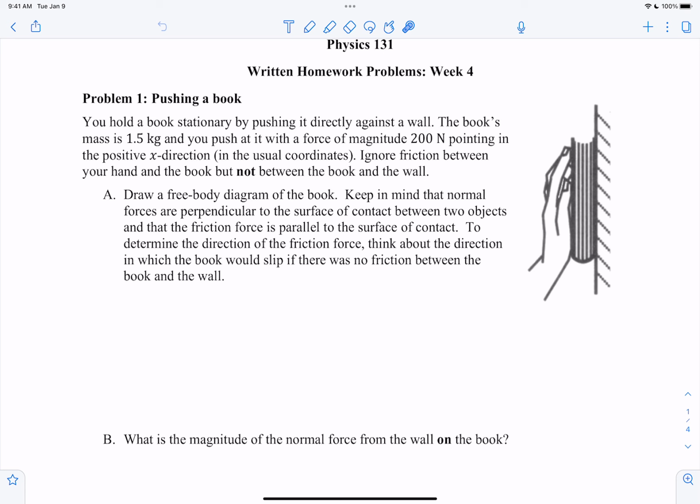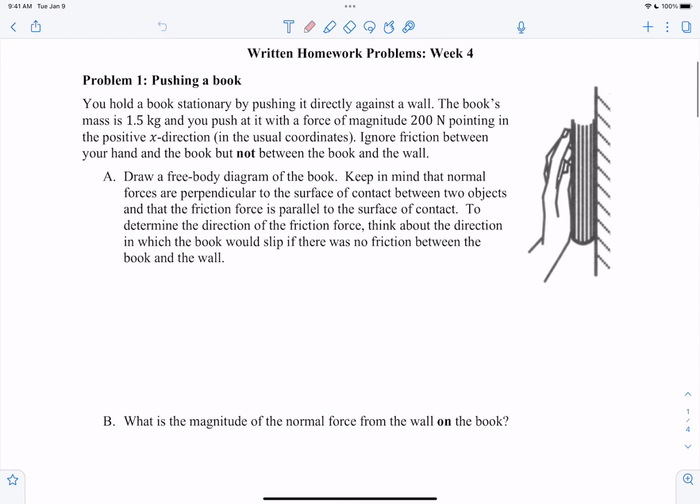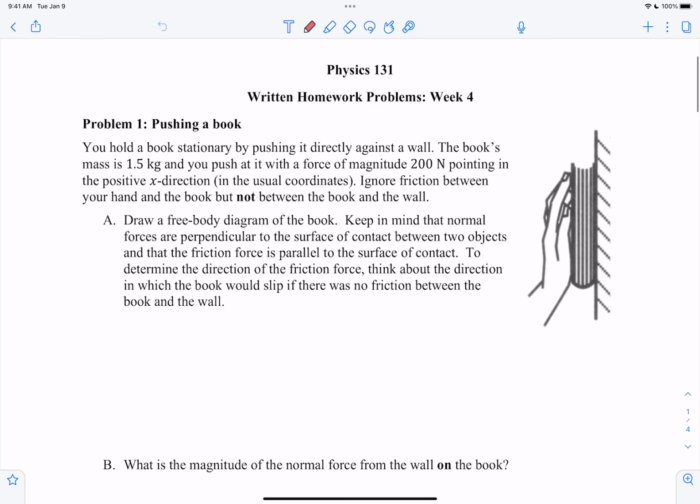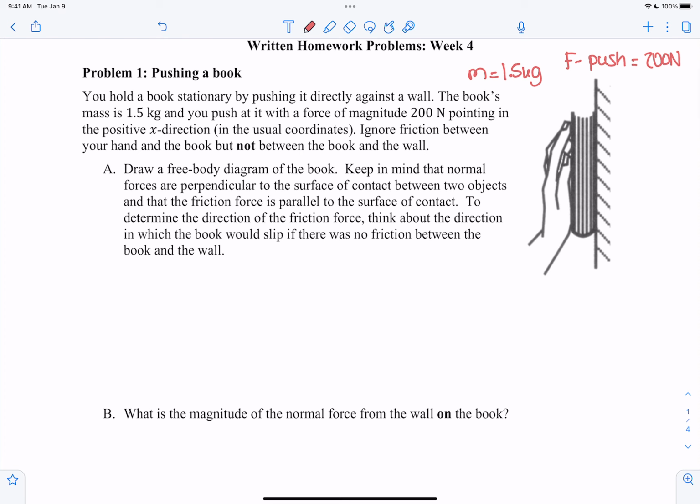That means in this little area here, there might be friction between your hand and the book, but we're going to ignore that, and then we have to account for the friction in between the book and the wall for sure. Before we get started on any problem, we always have to look at what information is given to us and label it out. So we have mass is 1.5 kilograms, and we have a push force, F push, with a magnitude of 200 newtons. That's the information given to us, and we can't ignore the friction between the book and the wall.